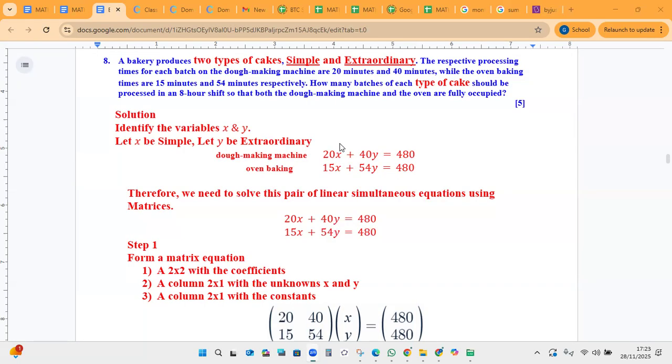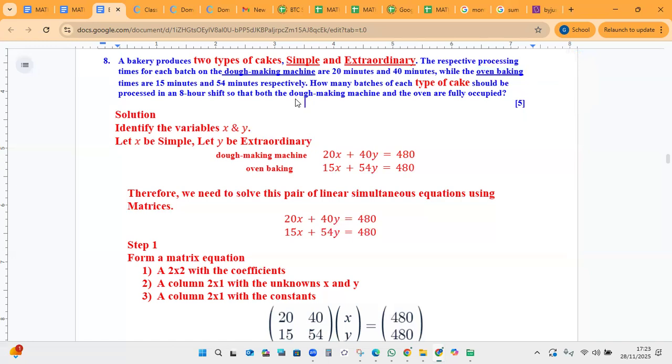Now, the respective processing times for each batch on the dough making machine. So we have to highlight this. The dough making machine, let's underscore that, are 20 minutes and 40 minutes, while the oven baking times, that's oven baking. So you have dough making and oven baking are 15 minutes and 54 minutes respectively.